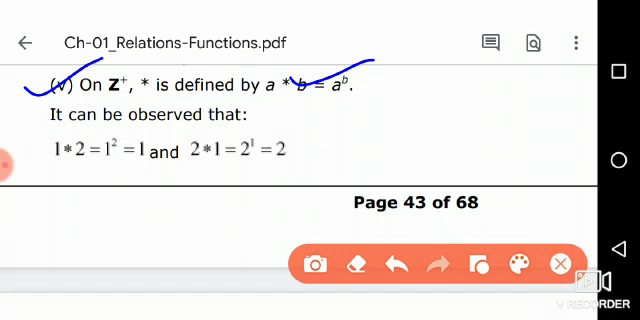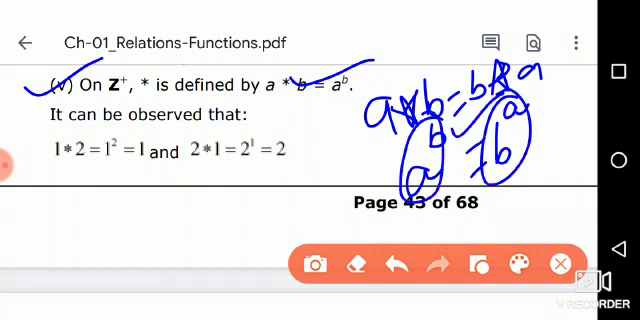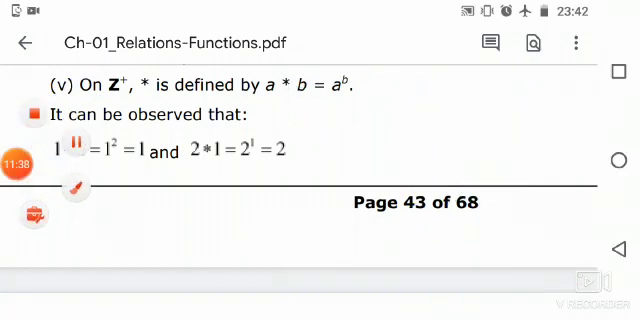In this case, for all A, B belongs to Z plus, A star B should be equal to B star A. But A star B is nothing but the first element raised to the second element, which is A to the power B, and B star A is B to the power A. If A and B are equal, then star is commutative. But in this case, we have to check for all the elements of Z plus, and A raised to B is not equal to B raised to A. Therefore, we can say that star is not commutative.